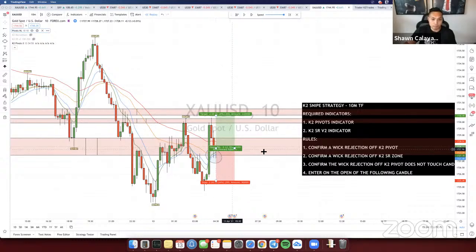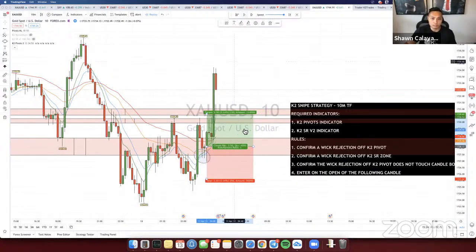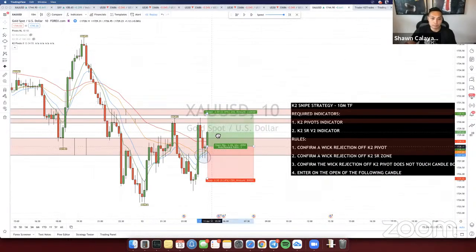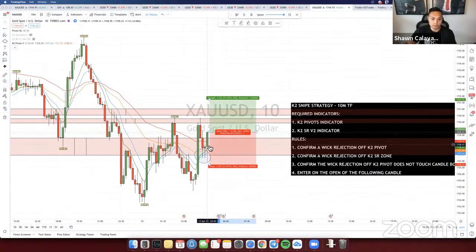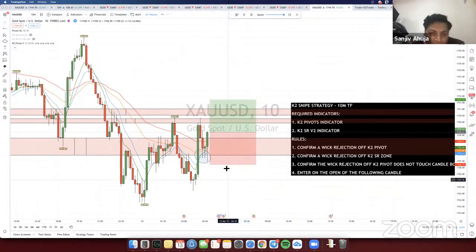If you missed that one, you can always enter on the close of this one because the requirements are met there again. So it doesn't matter if you enter this one right here, this would have hit full TP as well. Or if you missed that one too, there's another entry right after. Even if you entered a bit later over here, you could have entered right there because this green candle is doing the same thing. And in this example, even the red candle is doing the same thing. It's rejecting the K2sr zone.